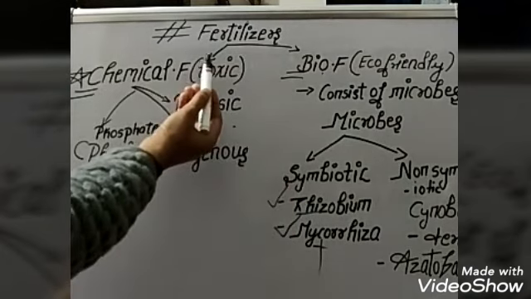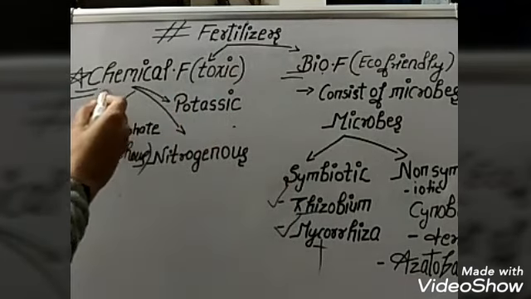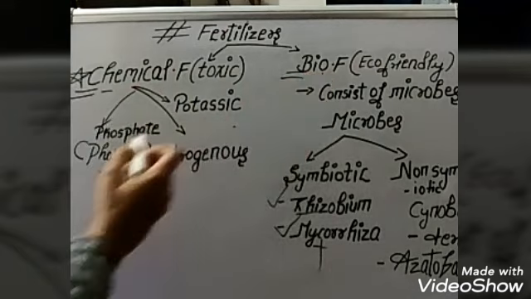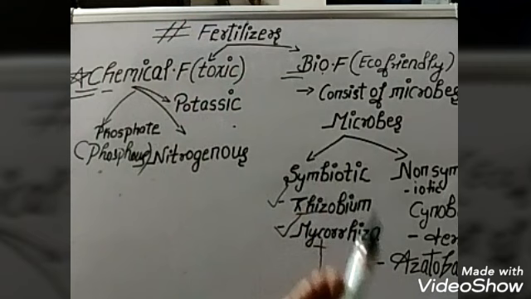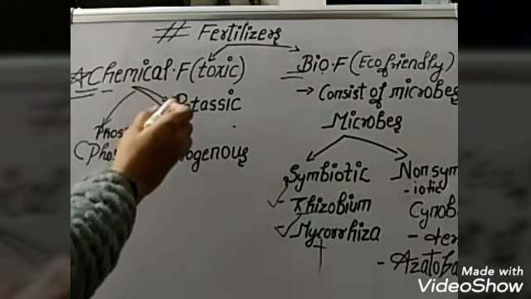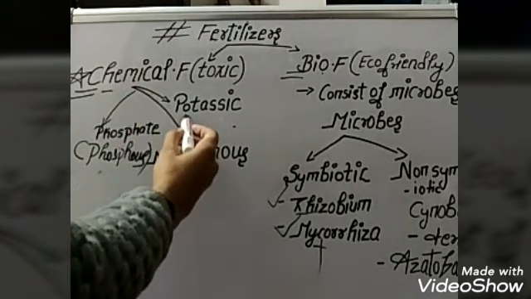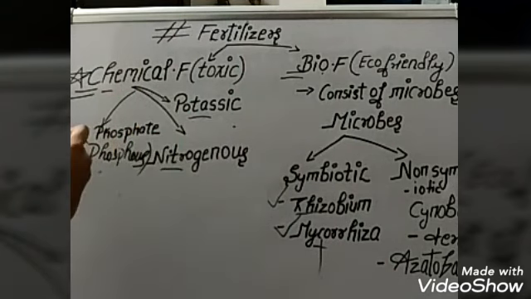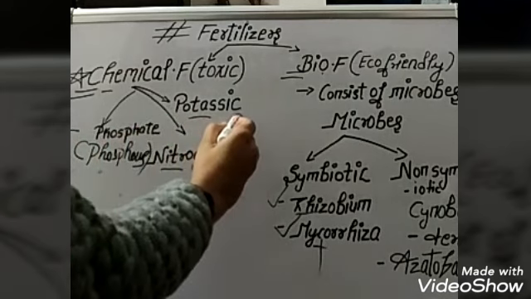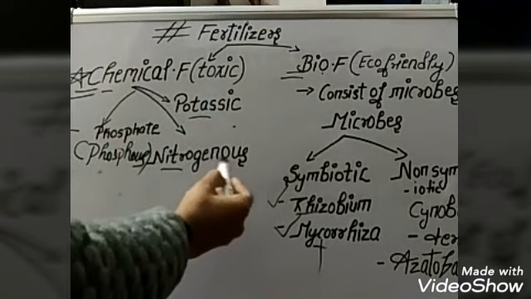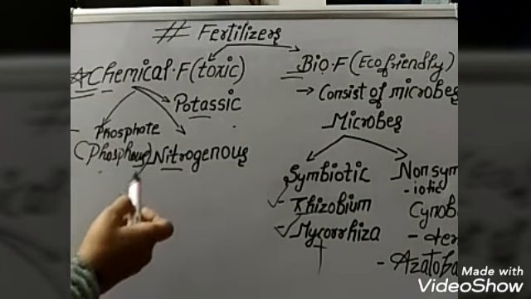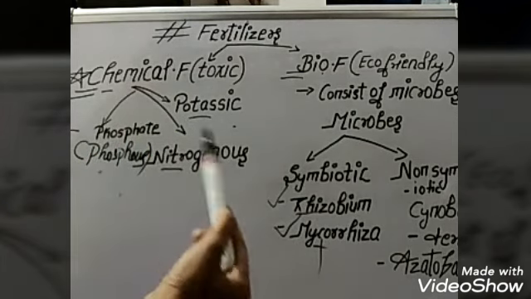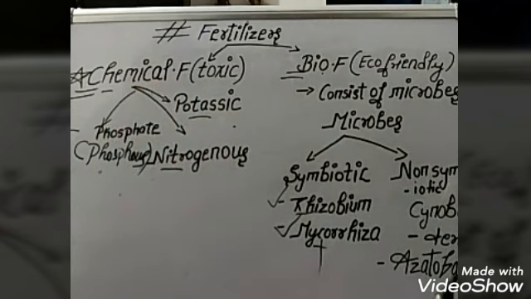Now fertilizers are basically divided into two types, chemical fertilizers and biofertilizers. Let's talk about chemical fertilizers first. Chemical fertilizers are used to provide nutrition to the plant, and they are of three types: potassic, nitrogenous and phosphate. Potassic is made up of potassium, nitrogenous is made up of nitrogen, and phosphate is made up of phosphorus. These three chemical fertilizers are used to provide nutrition to the plant.